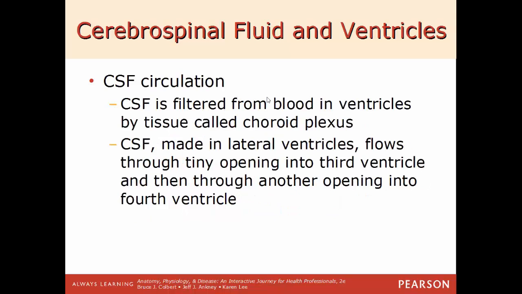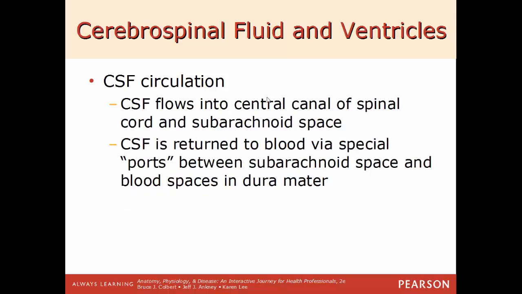Alright, next we'll talk about cerebrospinal fluid circulation. The CSF is filtered from the blood in ventricles by tissues called the choroid plexus. The CSF is made in the lateral ventricles, will flow through tiny openings into the third ventricle, and then through another opening into the fourth ventricle. So this fluid will then flow into the central canal of the spinal cord and the subarachnoid space, and then this fluid gets returned to the blood via special ports between the subarachnoid space and the blood spaces in the dura mater. So there's a constant recycling of the fluid. It's constantly being made, then used, and reabsorbed and recycled.